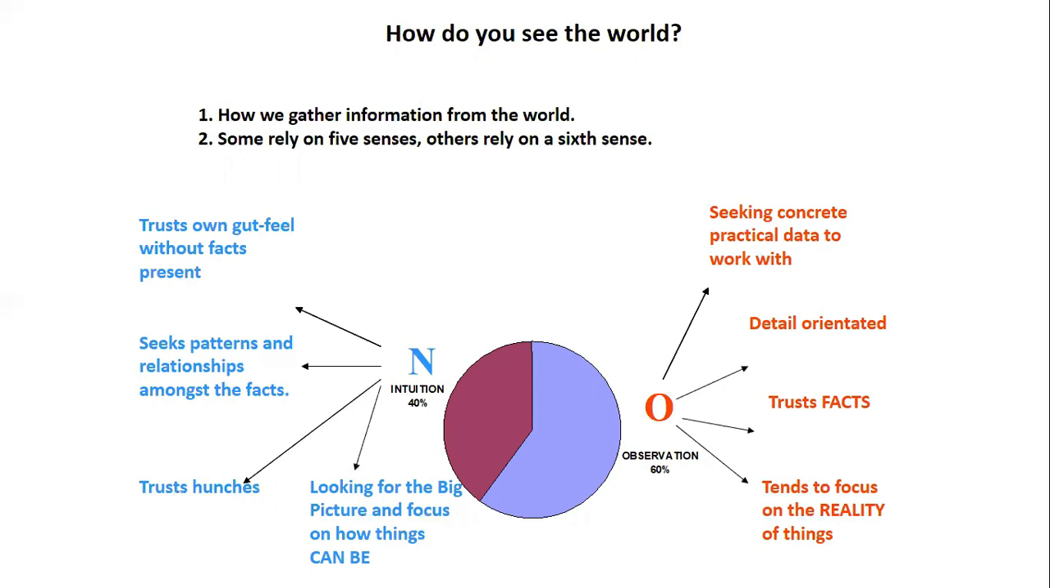So those of you who are higher in intuition will trust your own gut feelings without facts being present. You will seek patterns and relationships among the facts. You will trust your hunches, and you look for the big picture and focus on how things can be. Whereas the observers between you will be seeking concrete, practical data to work with. You will be detail orientated. You will trust only facts, and you tend to focus on the reality of things.